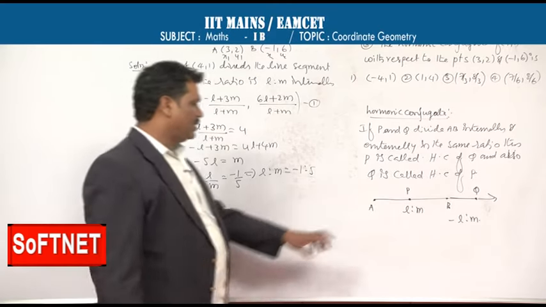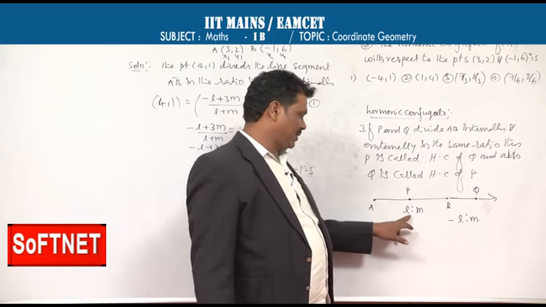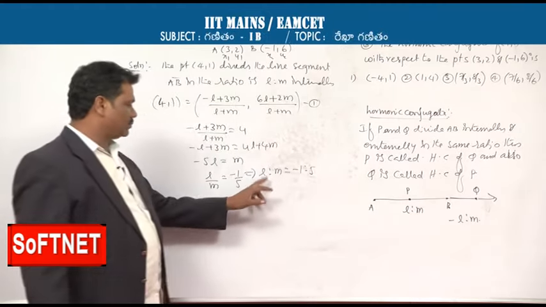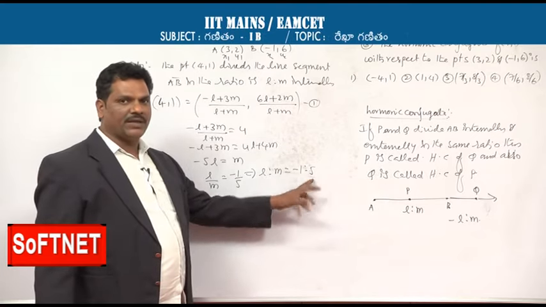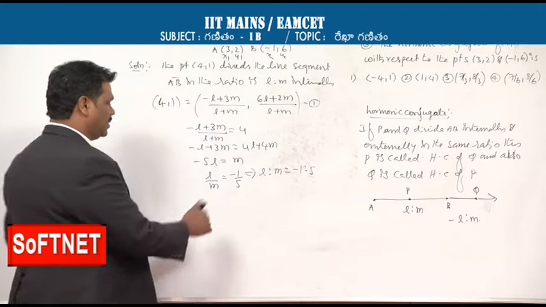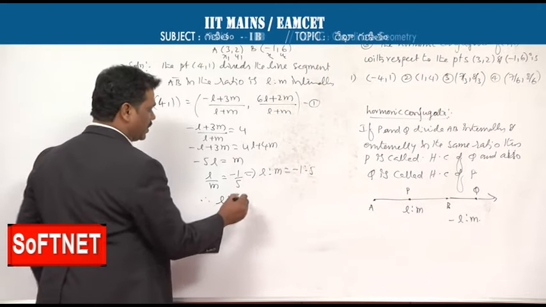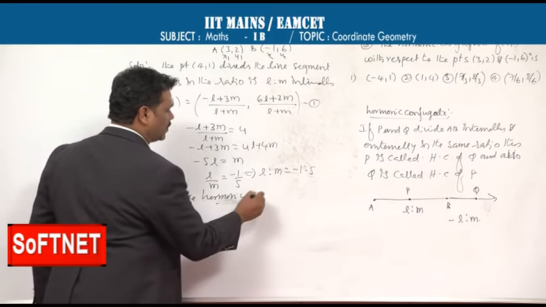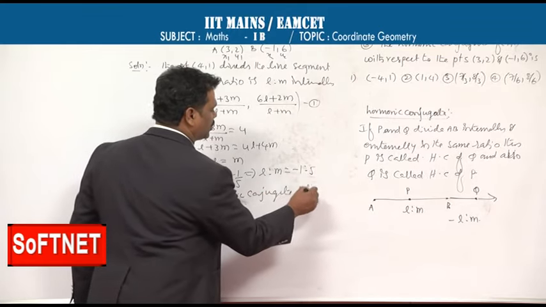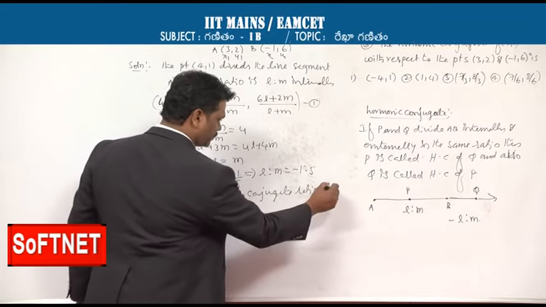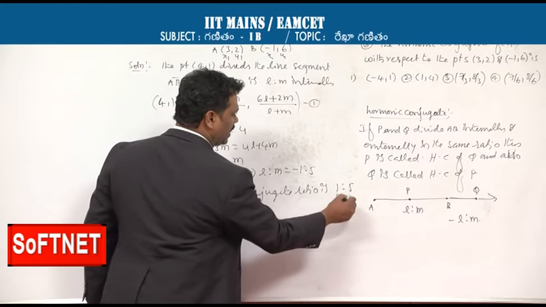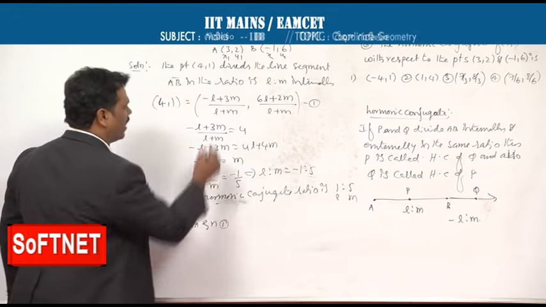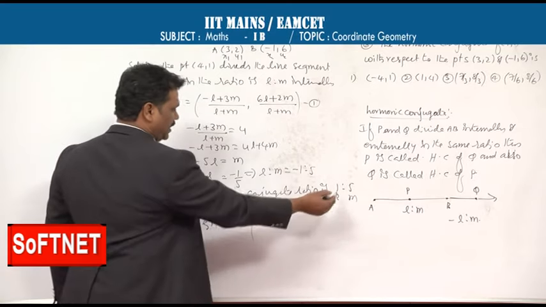So the conjugate ratio is: if P divides AB internally in L is to M, then the harmonic conjugate is -L is to M. Here the ratio is -1 is to 5, then the harmonic conjugate ratio is 1 is to 5. So L is to M, the harmonic conjugate ratio, is 1 is to 5. From equation number 1, we get L is 1, M is 5.